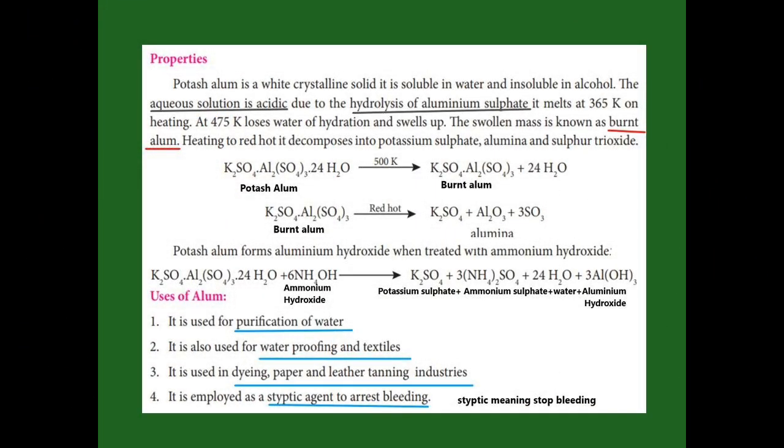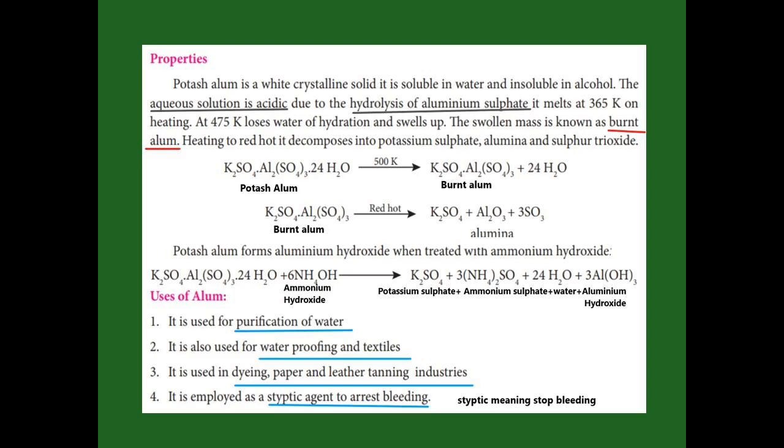Now the properties of potash alum. Potash alum in aqueous solution acts as an acid because of hydrolysis of aluminum sulfate. During the hydrolysis, aluminum sulfate forms sulfuric acid as one of the products. Because of this sulfuric acid only, the aqueous solution of alum acts as an acidic one.